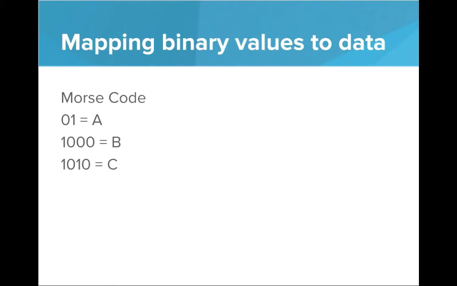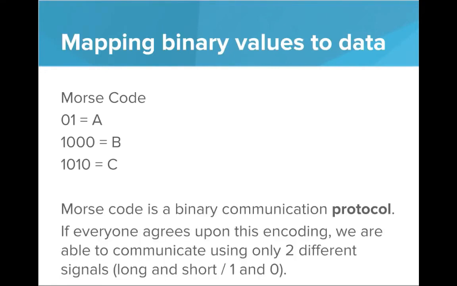And using the standard Morse code encoding, we can now encode the entire alphabet. Here I'm only showing ABC, but there are sequences that spell out the entire alphabet. So Morse code is an example of a binary communication protocol. It is a protocol because everyone has agreed upon it. And if everyone agrees upon this encoding, then we're actually able to communicate using only 2 different types of signals, long and short, or 1 and 0.